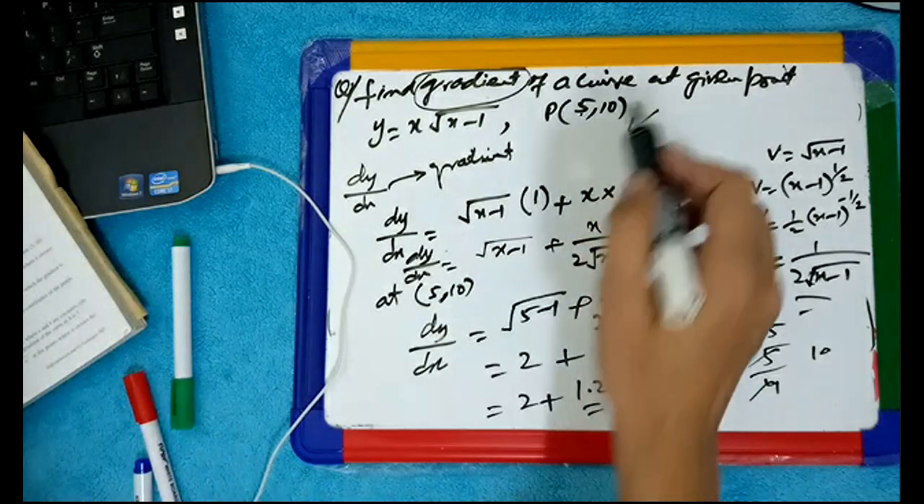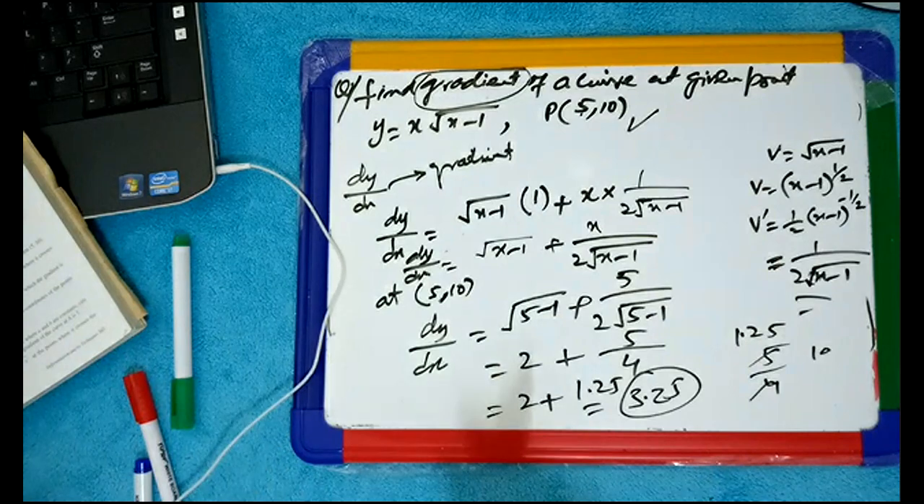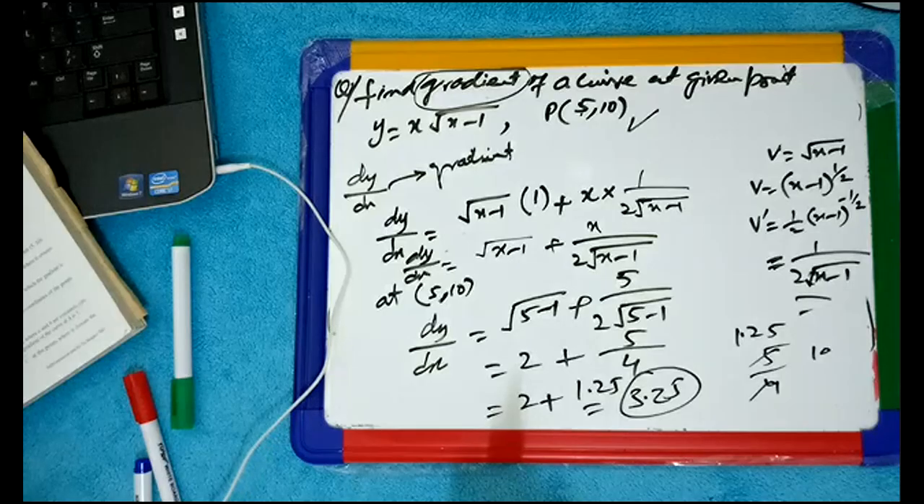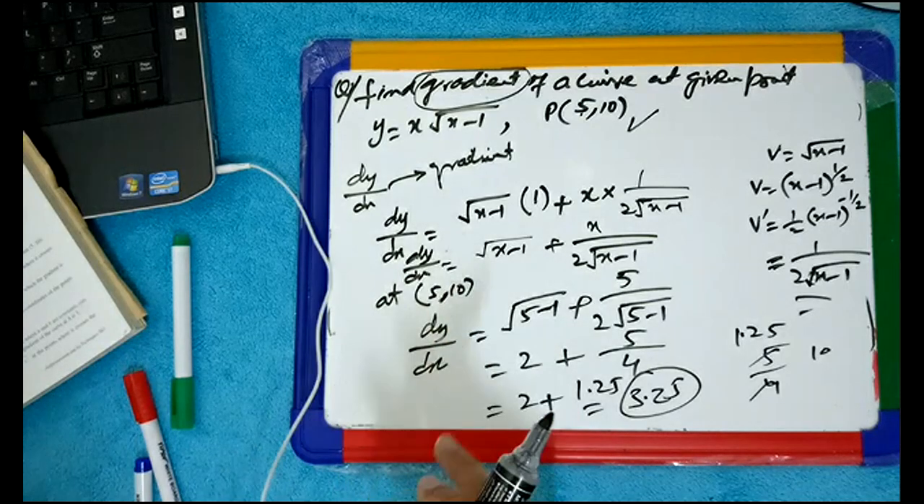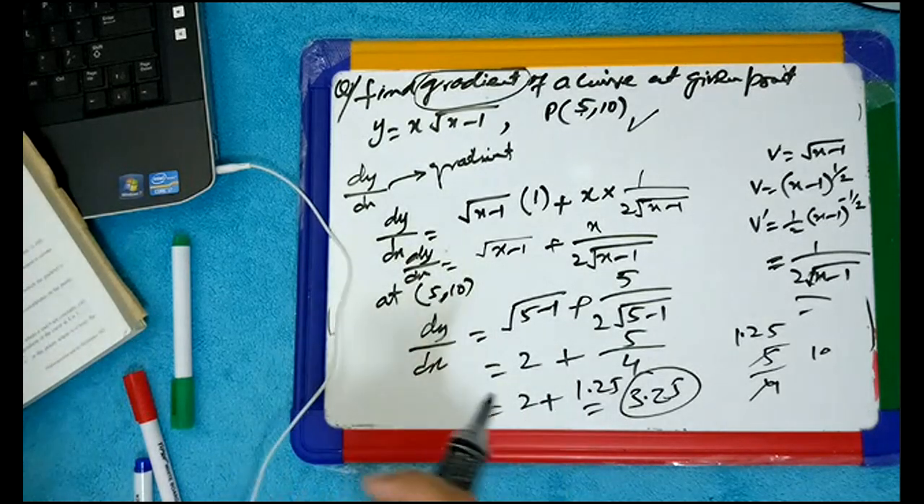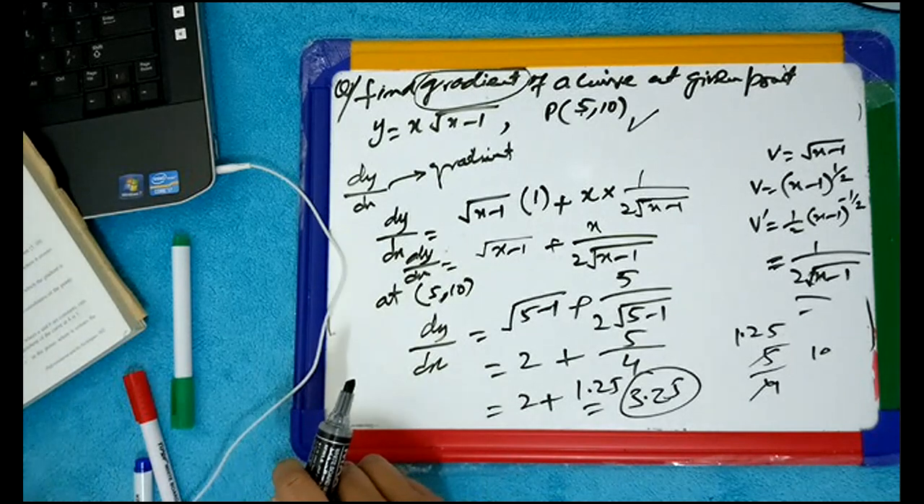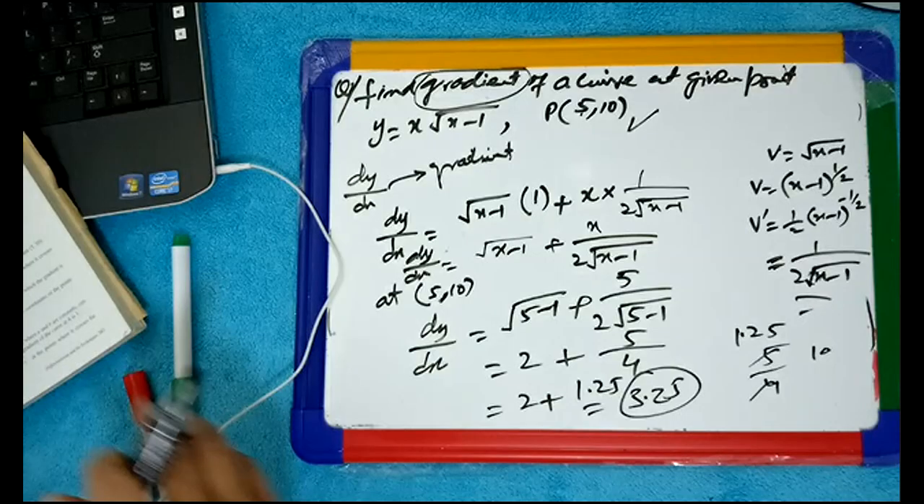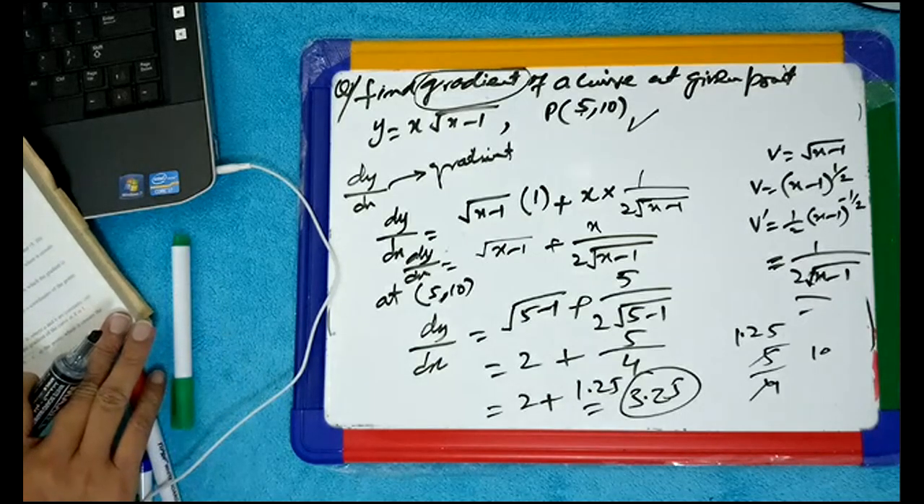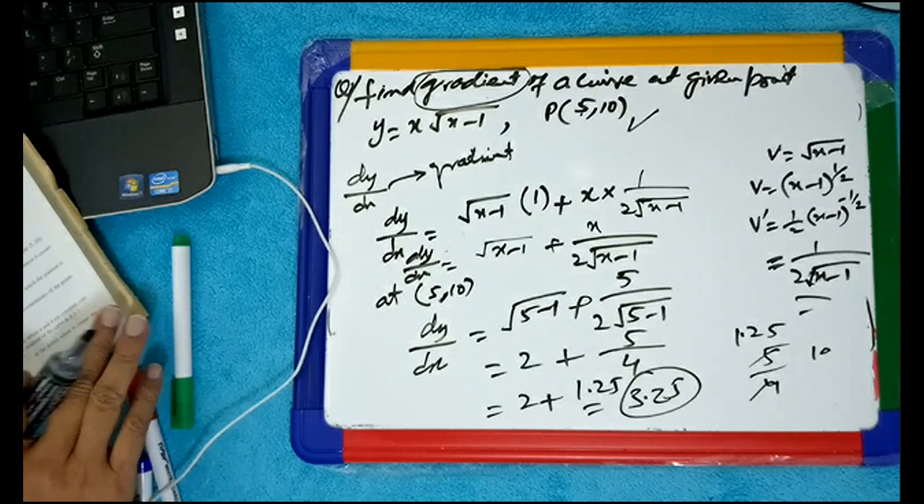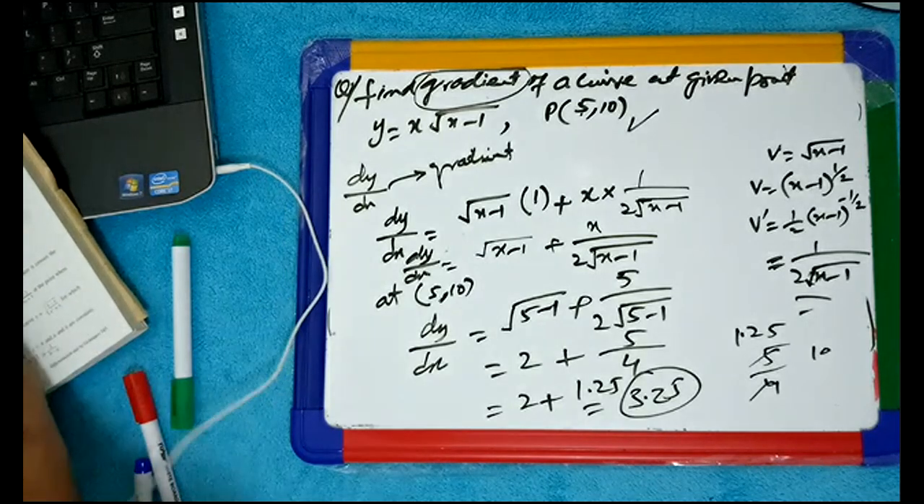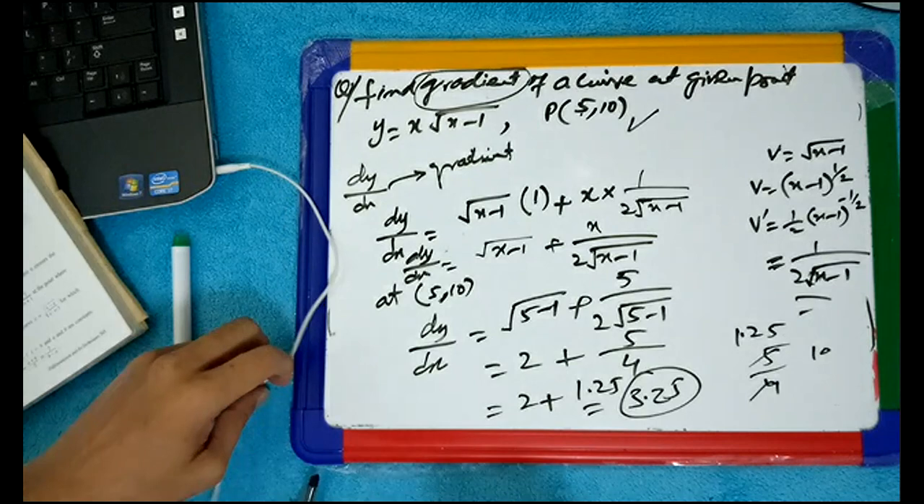So every time you need to find the gradient, you do the product rule. Up till now, whatever I have taught you, the product rule is applied. Next, I will teach you the quotient rule. That is a little bit different. Now we do the quotient rule. So I remove this.